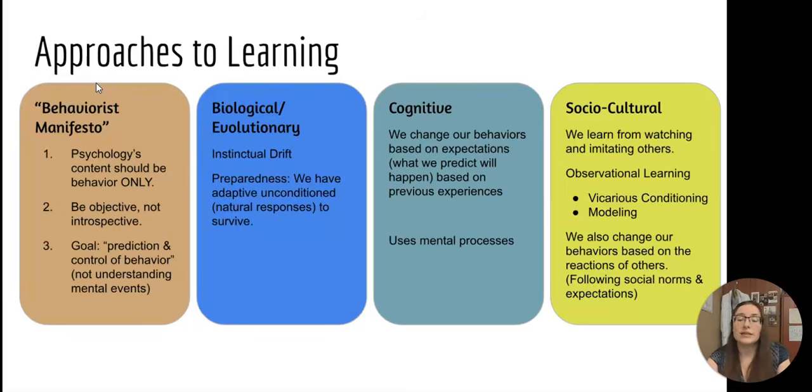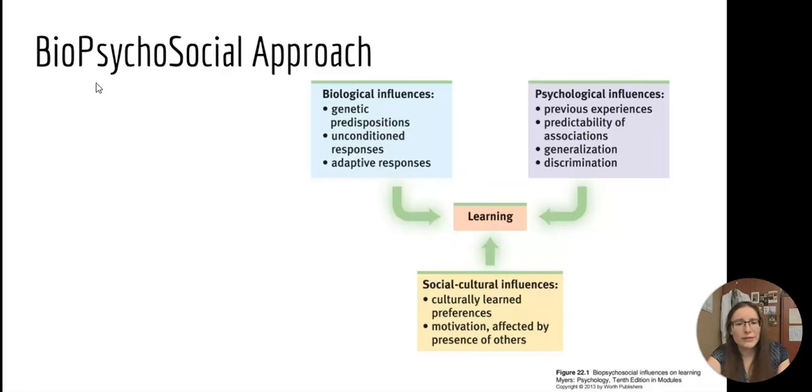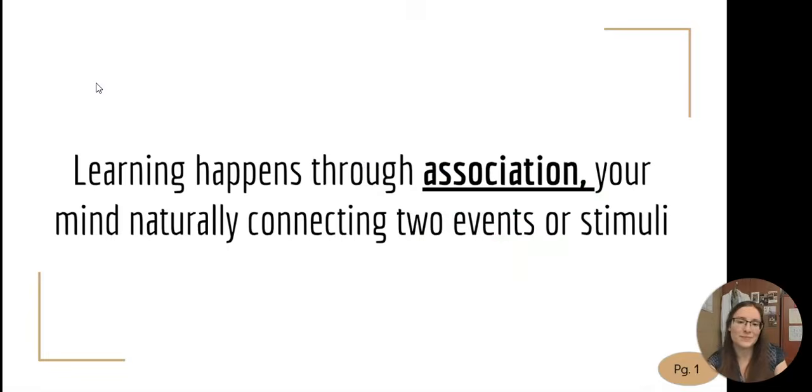And our last one is the sociocultural approach, where we learn from watching and imitating others, learning through models as well as vicarious conditioning, right? Noting that we change our behavior based on the reactions of others to not just our behavior, but also others' behavior, to follow the social norms and expectations. So there's always the biopsychosocial approach. Remember that this tends to be the most real-life approach that people will use, but we're also going to look at some of the original lenses that help us create the theories that we're studying in this class.